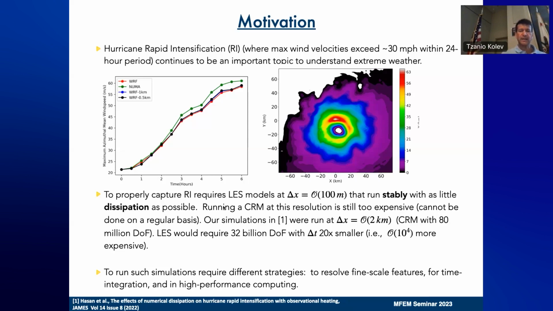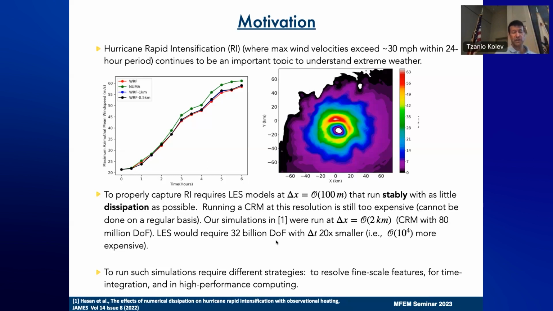Now, running a CRM, a cloud resolving model, that's about kilometer resolution, is still too expensive to run on a regular basis. So the simulations that we did in this reference down here, we ran at order 2 kilometer resolution. It had about 80 million degrees of freedom, and you have to run it for a very long time, right? So the LES version of that would require about 32 billion degrees of freedom with a time step about 20 times smaller. So we're talking about 10,000 times larger problems. So here's the expense we're talking about.